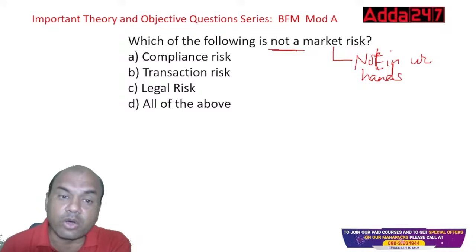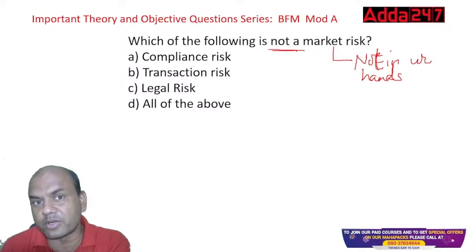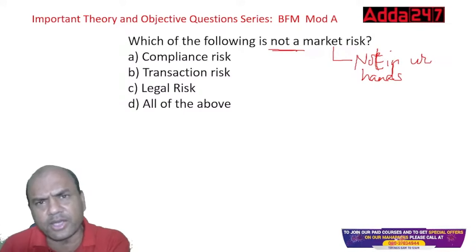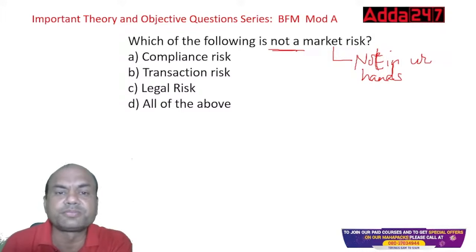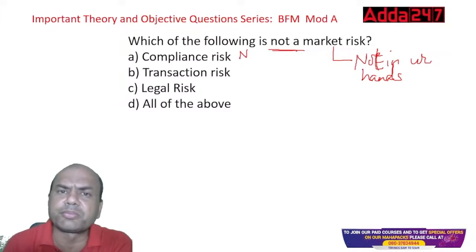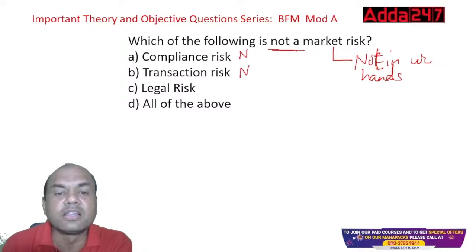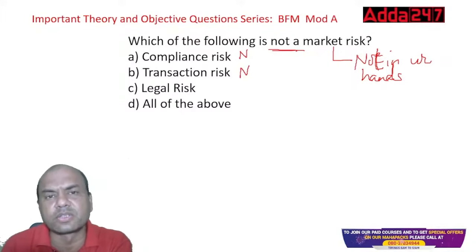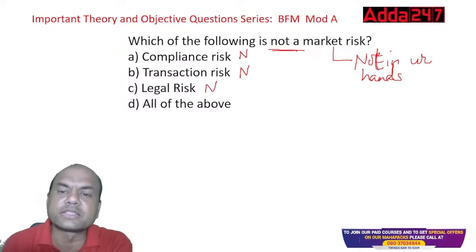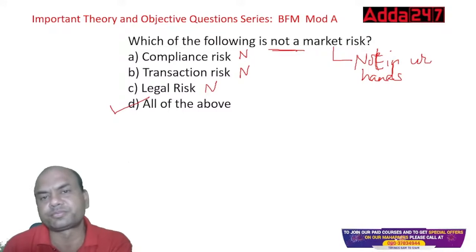So which of the following is not a market risk? Compliance risk. Compliance means submitting the returns or the consent documents to RBI. It's in your hands. You have to follow the compliance. So it is not a market risk. Transaction risk means whatever transaction I'm doing, I must maintain precautions in that. External forces are not acting on this. Legal again is a part of this transaction risk only. Basically these are all operations-related risks, so they are not market risk. The answer is all of the above. Okay.